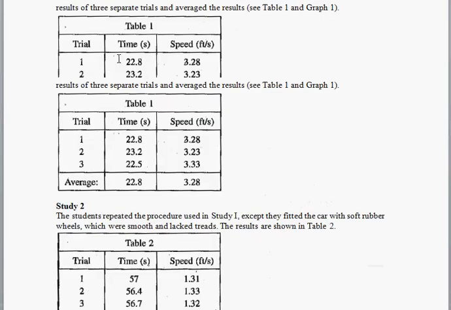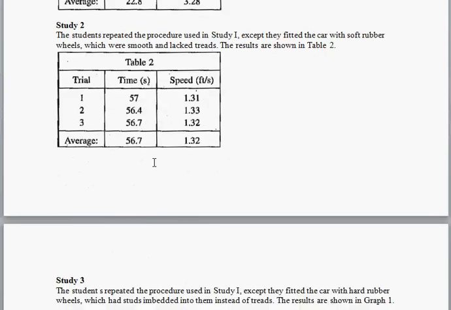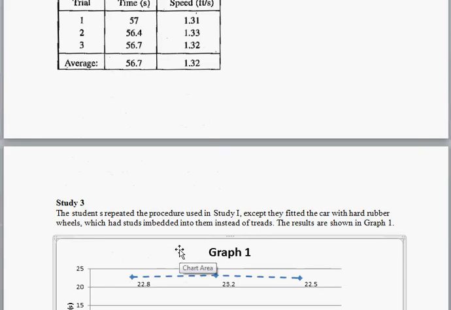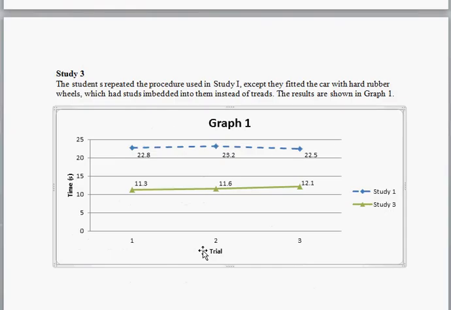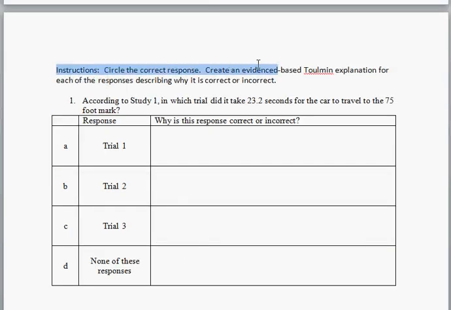3 studies: 1, 2, 3. Some text. 2 tables, I'm sorry, table 1, table 2, and a graph, graph 1. Now we're going to go right to the questions. First, I'm going to read the instructions. Circle the correct response. That's important. Circle the correct response. So important. Why don't I highlight it?